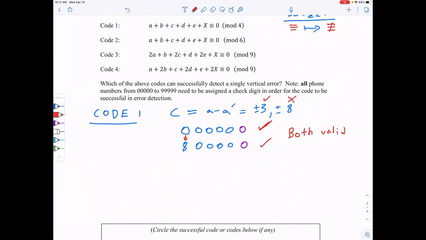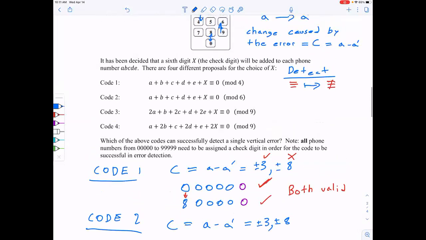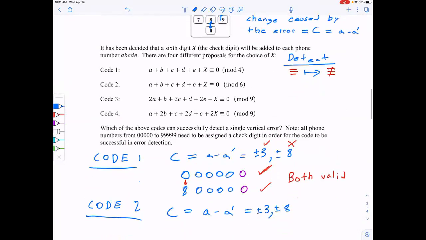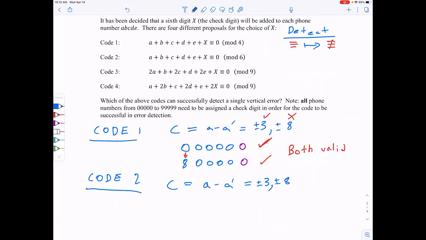Okay, so let's move on to code 2. So code 2 will be analyzed in a similar way. Again, we'll look at this C value. So A minus A prime is again those values, plus or minus 3, plus or minus 8. Those are all the changes that occur, right? C is this change caused by the error. But this time, we're working in mod 6.